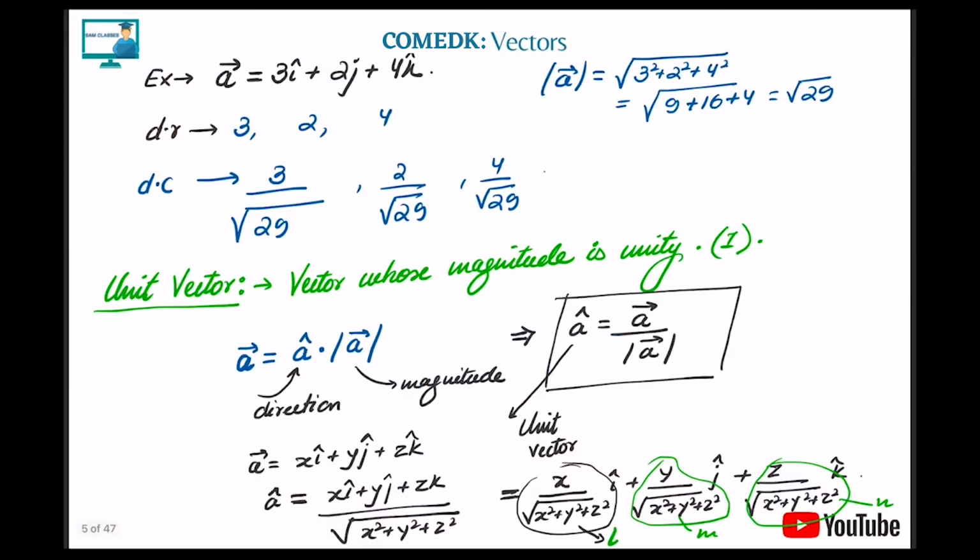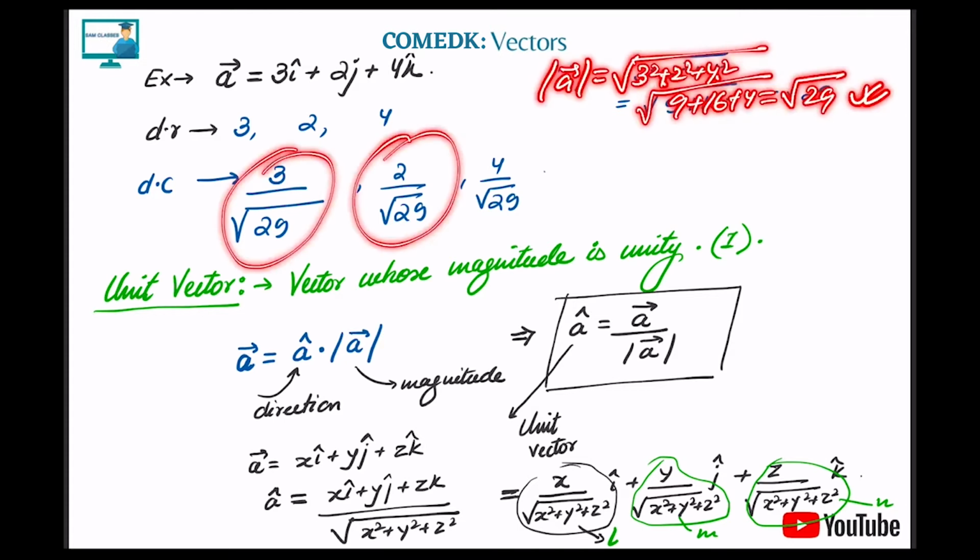Okay, let's take an example. Let's say we have taken a vector equal to 3i plus 2j plus 4k. What will be the direction ratio first? Directly, the direction ratio is nothing but the scalar parts, these 3, 2, 4. What about direction cosine? Find the magnitude. The magnitude of this vector is root under of x square plus y square plus z square, that is equal to 3 square plus 2 square plus 4 square, that is 9 plus 16 plus 4, that is root 29. So divide the direction ratio by the magnitude of the vector and you will get the direction cosine.